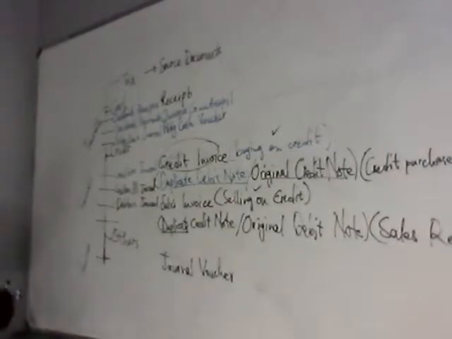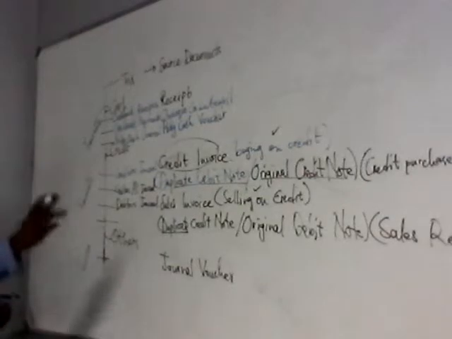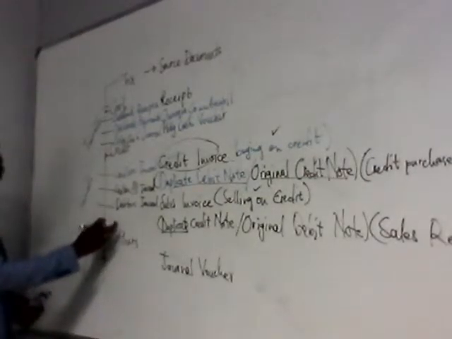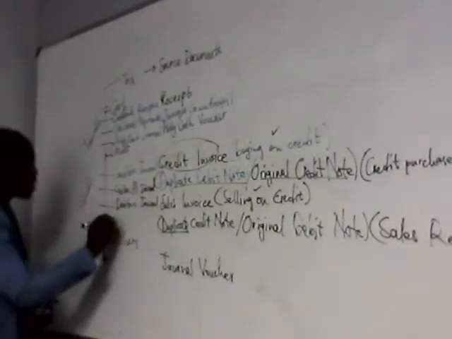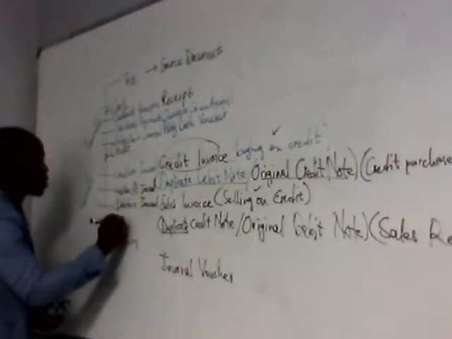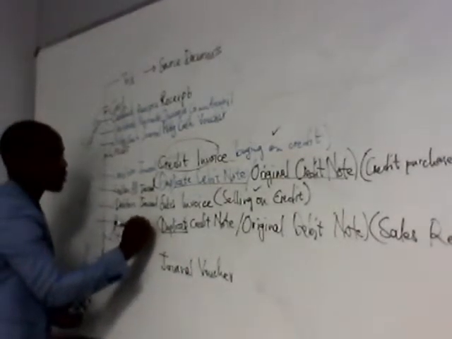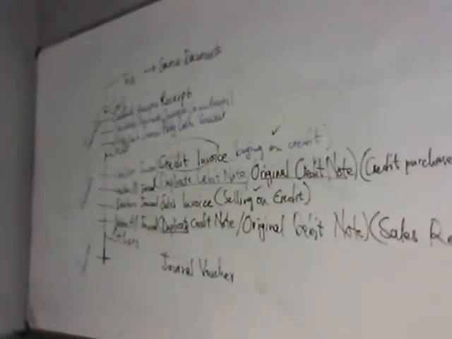And then we go and say, where would we record this duplicate credit note or original debit note? Where would we record it? In which journal? The debtors allowance journal. Now, what is our final journal? The general journal.